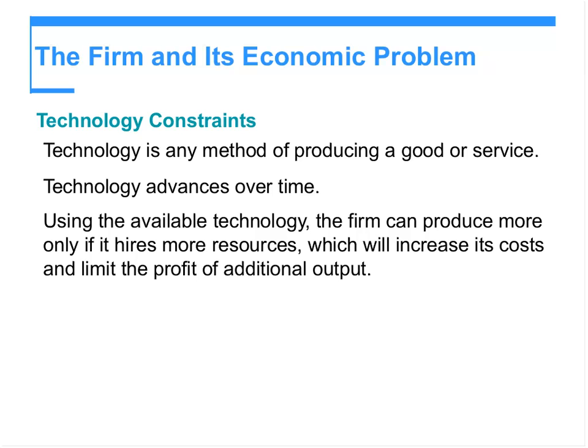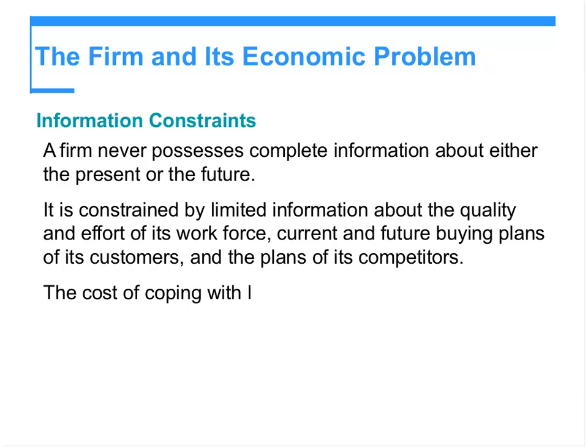So if you want to have better efficiency in terms of the technology or having a better output, you better use the latest technology. How can information be a constraint? A firm never possesses complete information about either the present or the future. That's the fact. The fact that there is a lot of information you don't have access to makes your job more difficult. So if you want to survive, if you want to be a company and enjoy prosperity, you have to do your best to get the maximum information in your company.